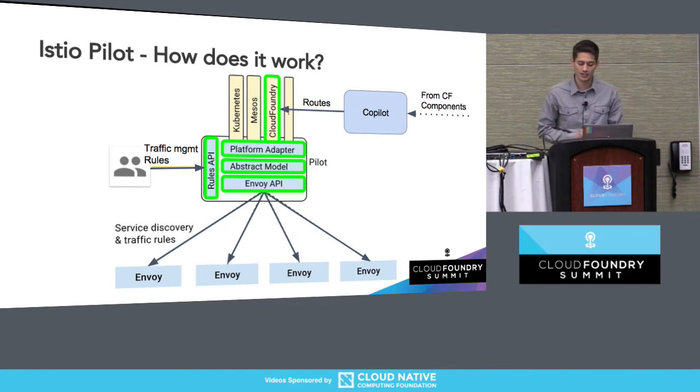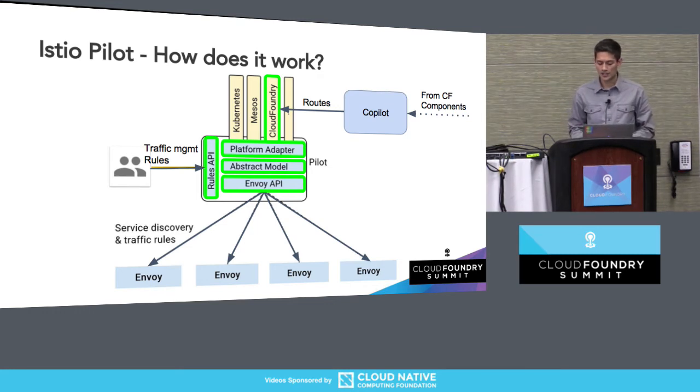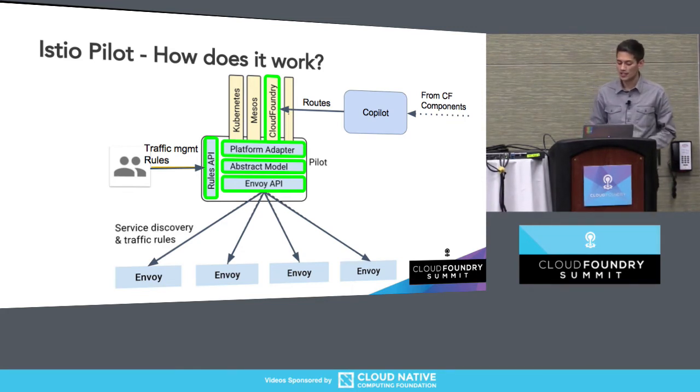So let's dive into Pilot a little more. At the heart of Pilot is the abstraction model. And really what happens here is Pilot will take in data from the rules API and the platform adapter, abstract that into Istio's models, and then provide that into the Envoy API so that Envoy understands that. So to step through this a little bit, you have these traffic management rules, and these can be provided by a user on demand as needed. But this, again, comes into the abstraction model and ties it to Istio.